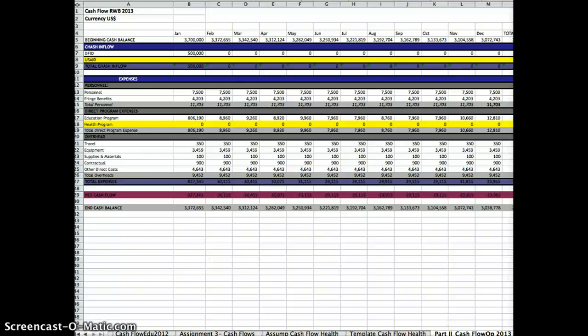In the next tab, Part 2, you're asked to complete the organization's operating budget by filling in the cells highlighted in yellow with the health program's cash inflow and cash outflow. In order to answer question 3B in the assignment, you will also have to manipulate this operating budget by zeroing out the beginning cash balance, right here in B5, and considering what the organization's end balance would look like if it started the year with no cash.